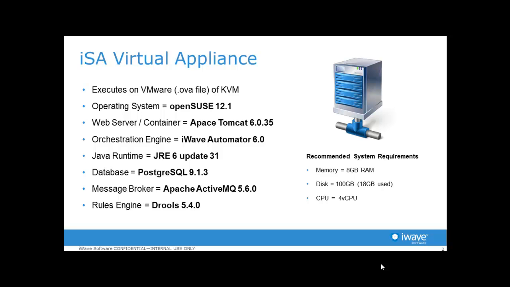The virtual appliance includes OpenSUSE 12.1 for the operating system, Apache Tomcat for its application server, iWave Automator as its orchestration server, the JRE6 Java runtime environment, PostgreSQL 9.1 for the database, Apache ActiveMQ 5.6 as its message broker, and finally version 5.4 of the Drools Rules engine.